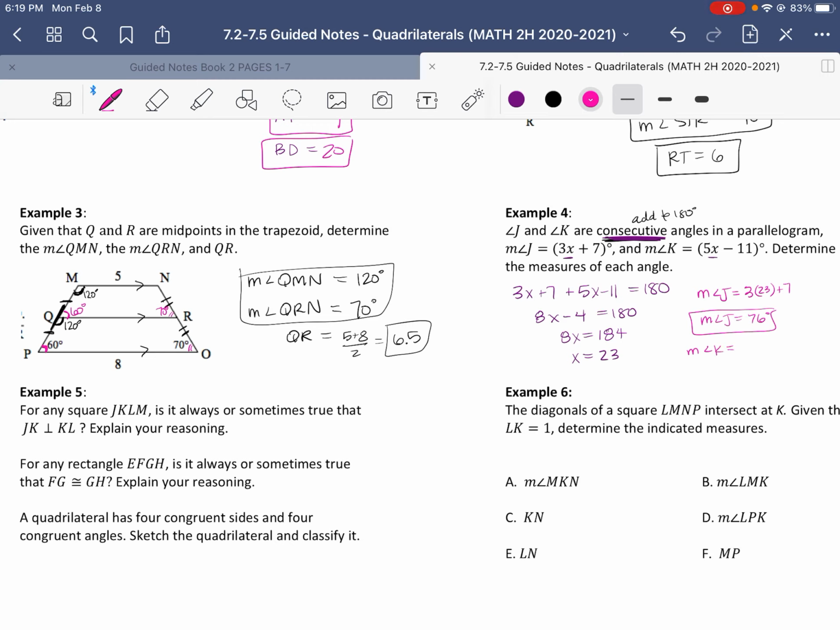Then the measure of angle K, you can either plug x in, or remember those are supplementary. So if you want to just take 180 and subtract 76, you're left with 104 degrees. All right, on to the last two.